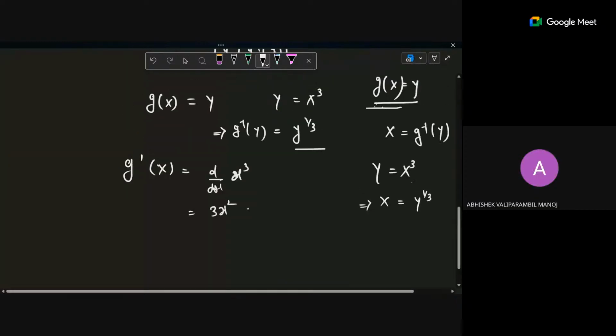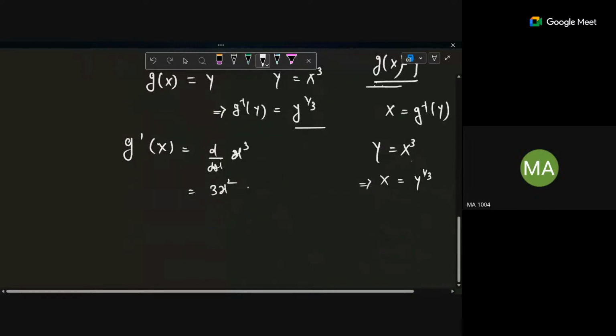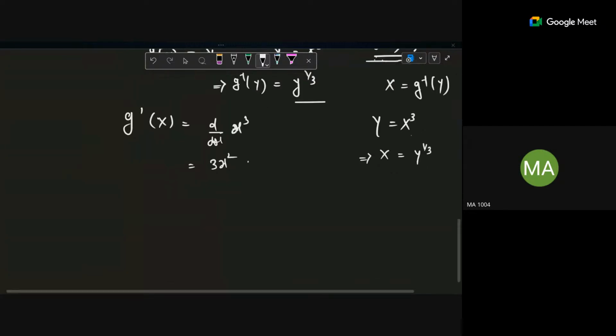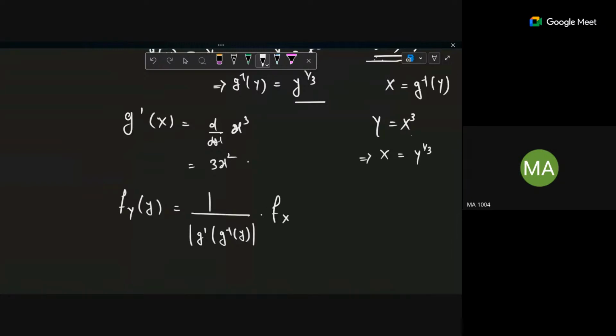We will take it. So g inverse and g derivative is this one. Now from the given data, the PDF of y will be 1 upon the modulus of the derivative of g at the point g inverse of y, into the PDF of fx at g inverse of y.